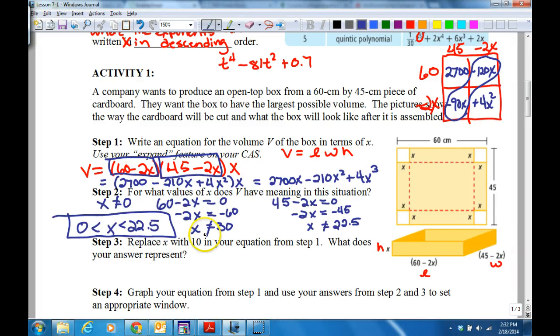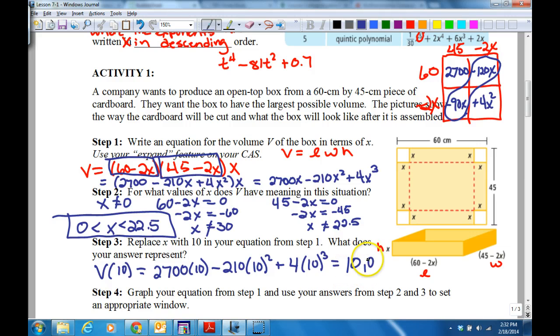So it says replace x up here from step 1 with 10. What does your answer represent? So let's do that. My volume at 10 is 2,700 times 10 minus 210 times 10 squared plus 4 times 10 to the third. That ends up being, I think I got 10,000. You're only doing the 10, right? Yep, just doing the 10. I'm replacing the x's with the 10 here.